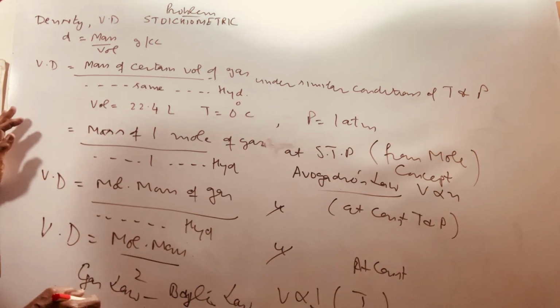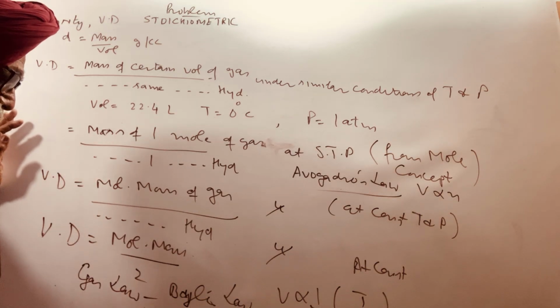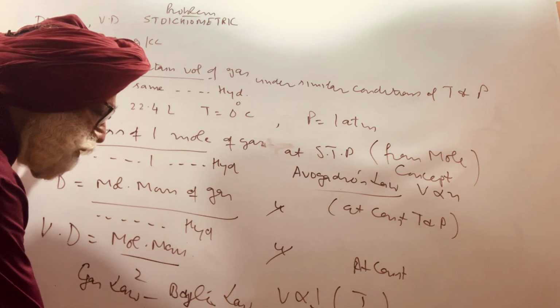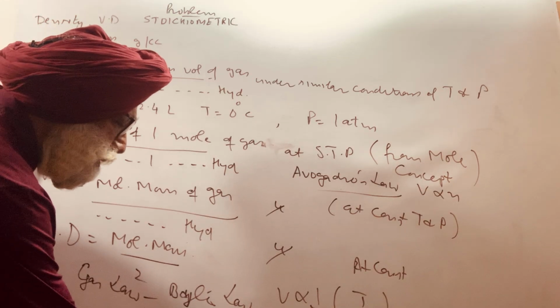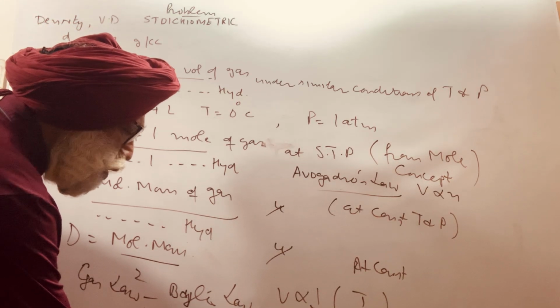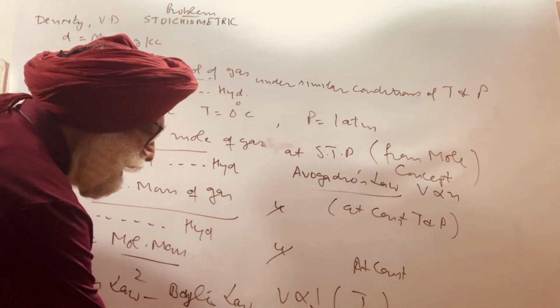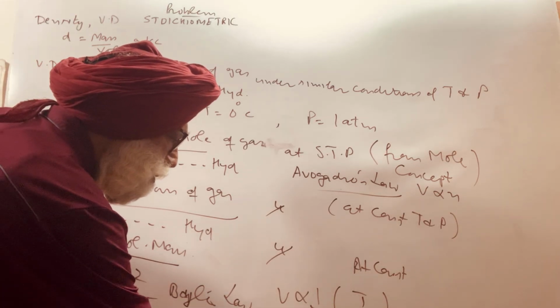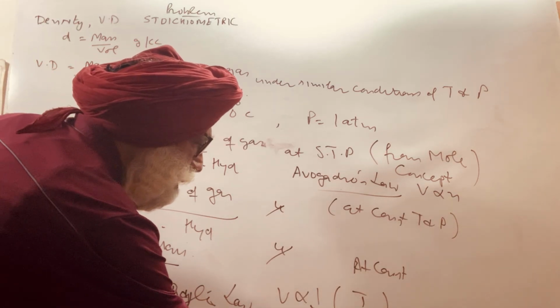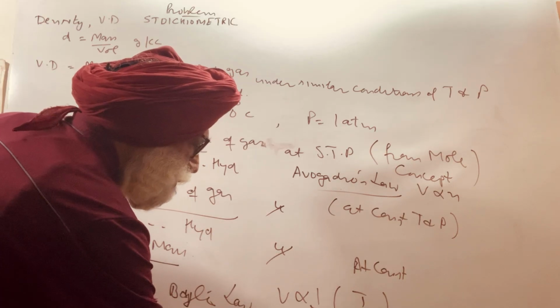Now here, n is the number of moles, which is the mass of the gaseous substance over the molar mass. Let us say M dash is the molar mass of the gas.